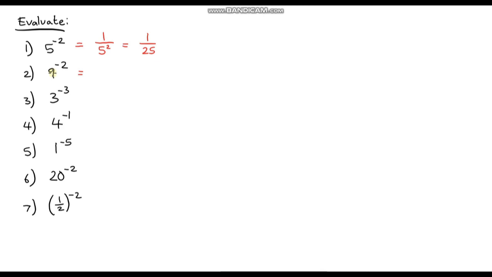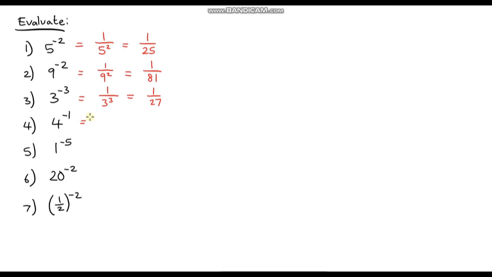Okay, if we look at question 2, 9 to the power negative 2, well, that's going to be the same as 1 over 9 squared. And 9 squared is 81, so it's 1 over 81. Okay, question 3, 3 to the power negative 3. Well, that's going to be the same as 1 over 3 to the power positive 3, which is 3 cubed, and 3 cubed is 27, so it's 1 over 27.